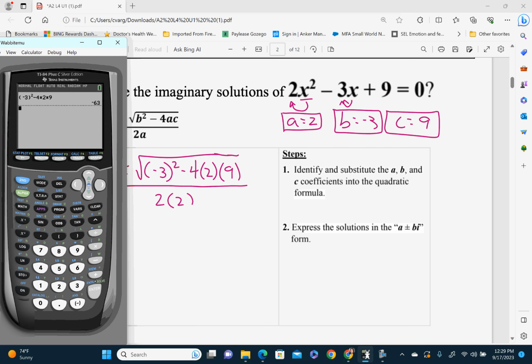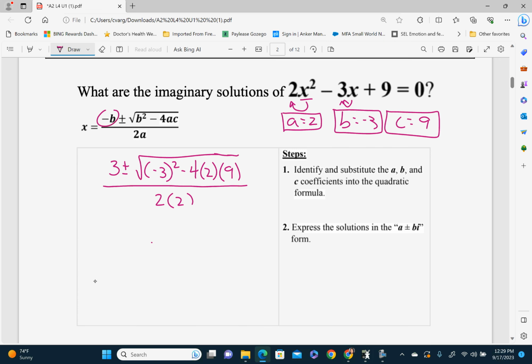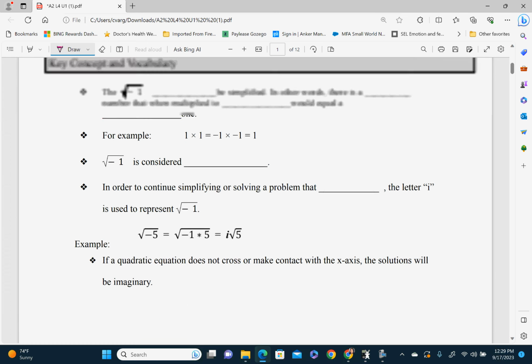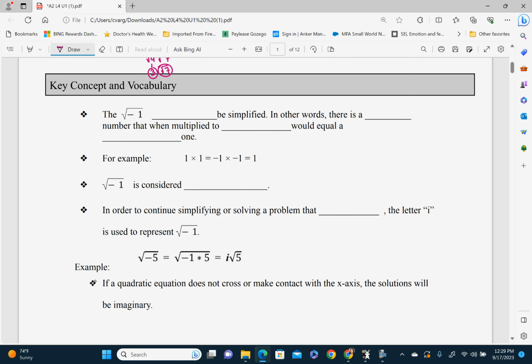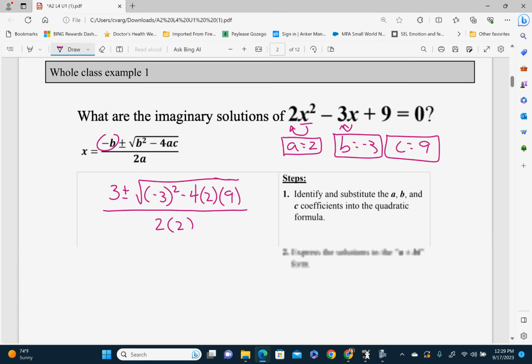So going back to this here, it is 3 plus or minus the square root of negative 63, divided by 2 times 2, which is 4, all right? So it says, what are the imaginary solutions? We would have gotten up here and done a little bit of discussion about what imaginary numbers are. The square root of negative 1 is the same thing as i. So the square root of negative 1 is considered an imaginary number, and it is specifically imaginary, which is the i.